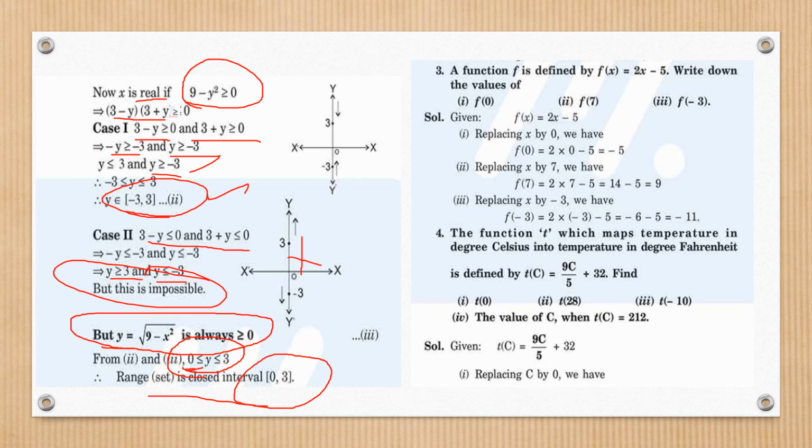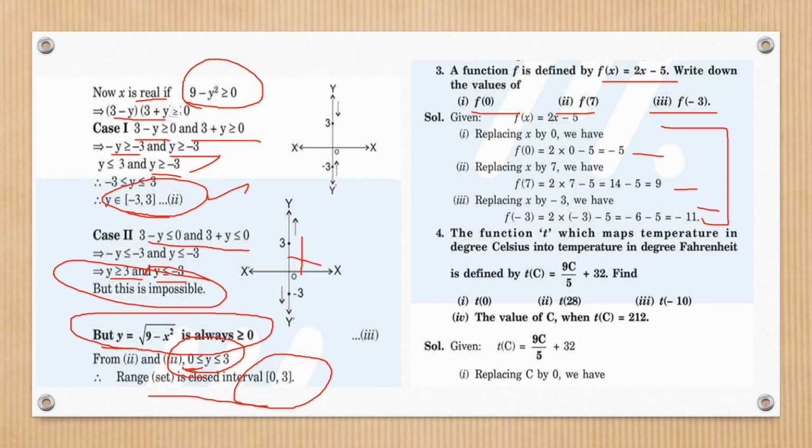Number 3: a function f is defined by f(x) = 2x - 5. Write down the values of f(0), f(7), f(-3). So I think this is very simple. You just have to replace x by, say, 0, and it becomes -5. So this is the value of the polynomial you have calculated. So this way this question can be done.